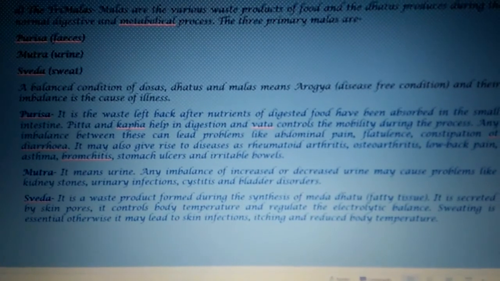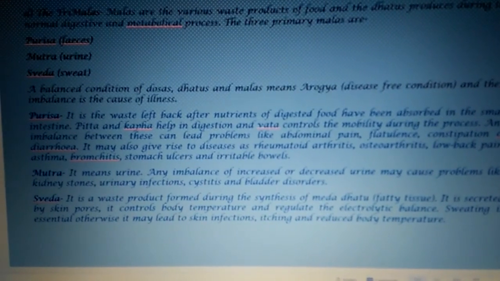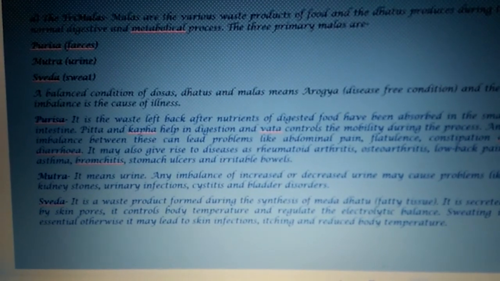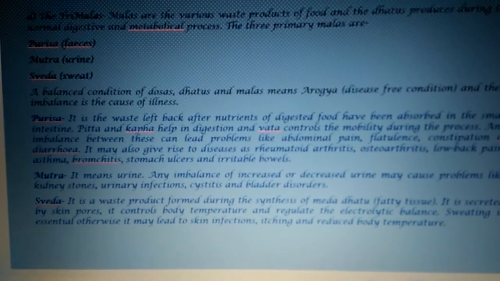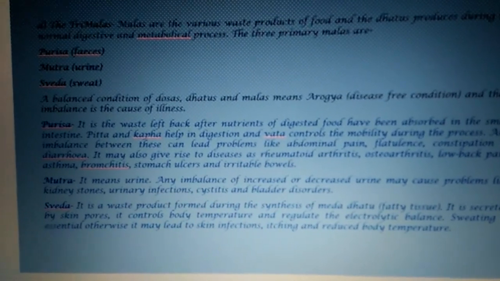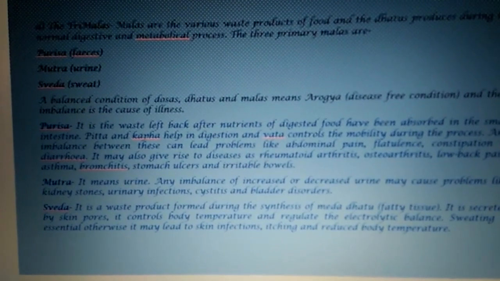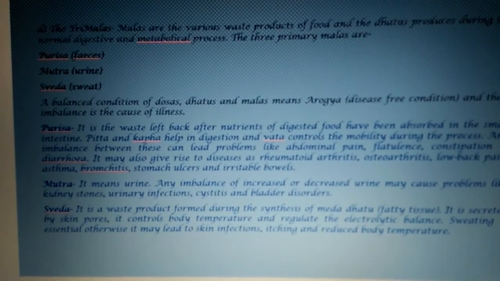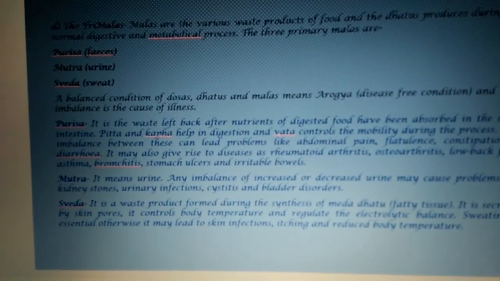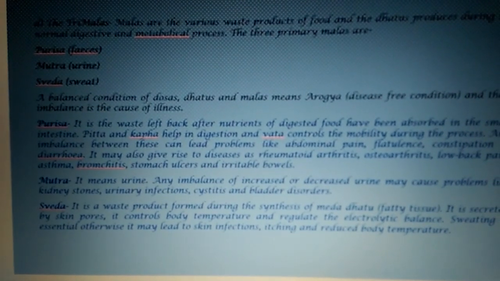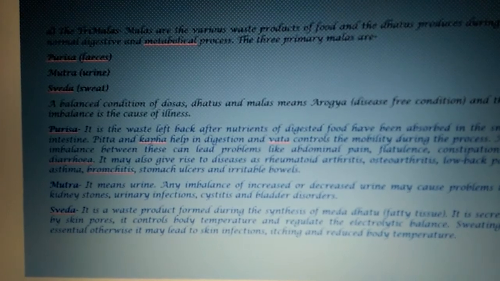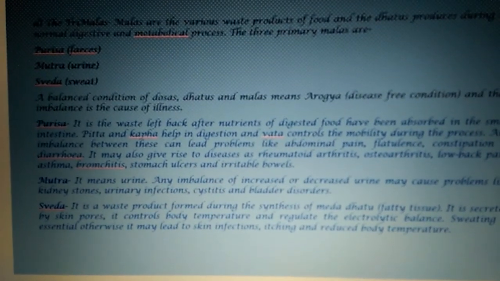Lastly, comes the Sweda. It is a waste product formed during the synthesis of meda dhatu, that is fatty tissue. While there is synthesis in the fatty tissue, the waste product which occurs is called sweat, that is Sweda. It is secreted by skin pores. It controls the body temperature and regulates the electrolytic balance. Sweating is essential, otherwise it may lead to skin infections, itching and reduced body temperature.